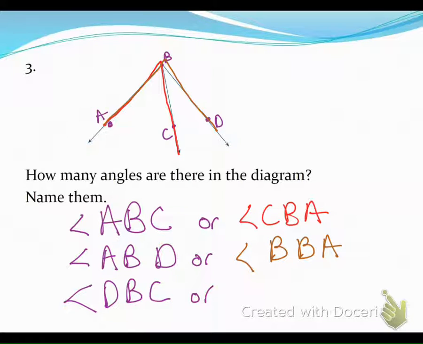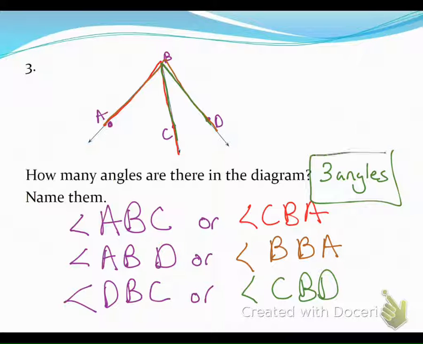And then our last one, let me change my color. Green looks good. We have DBC. And how is another way I could have named that? Kina? CBG. So notice it's just the reverse of the first one. As long as that vertex stays in the middle, you're going to be fine. So instead of it being ABC, CBA. All of them are just flipped. So we ended up with 3 angles in our diagram. But we found 2 different ways to name each of them.